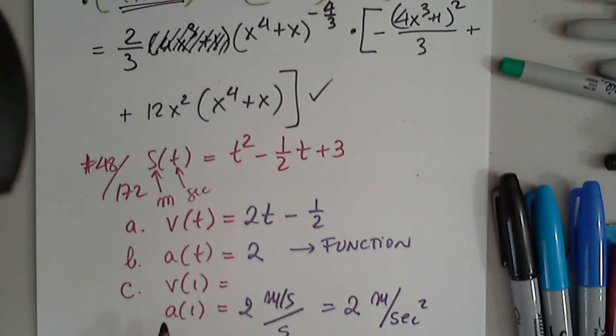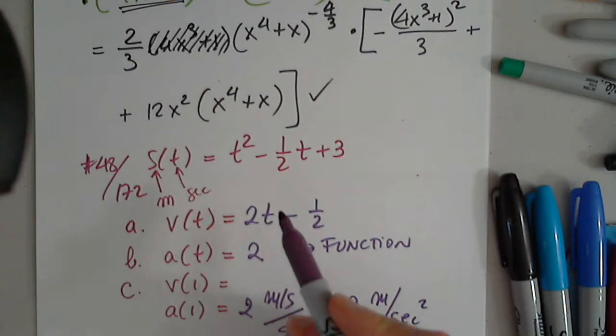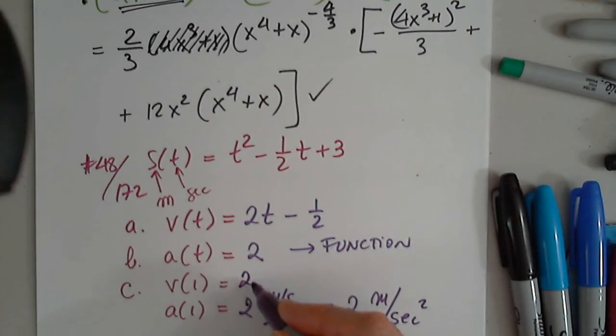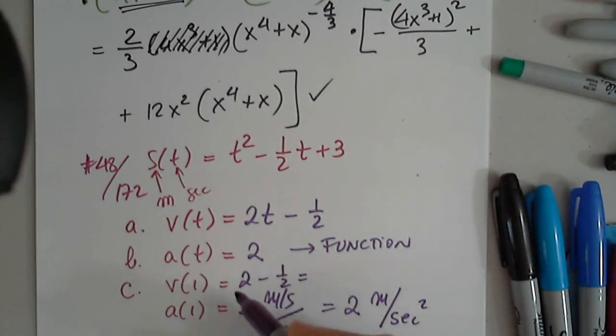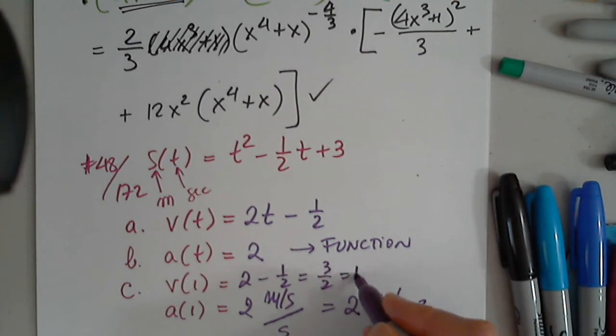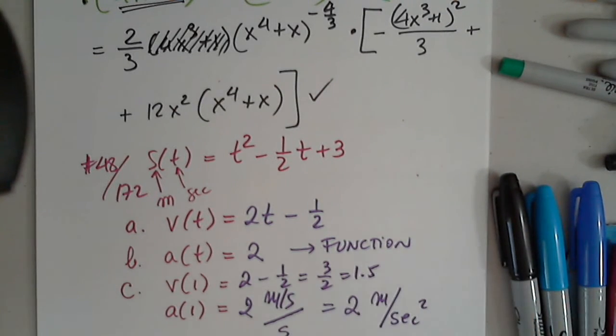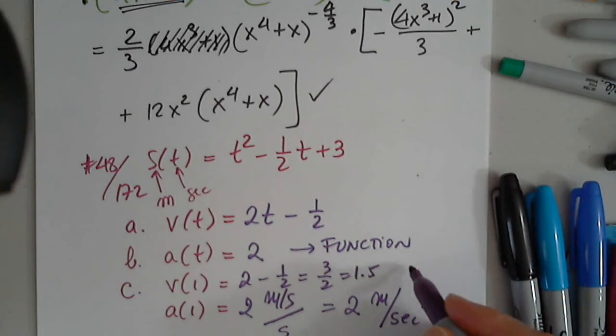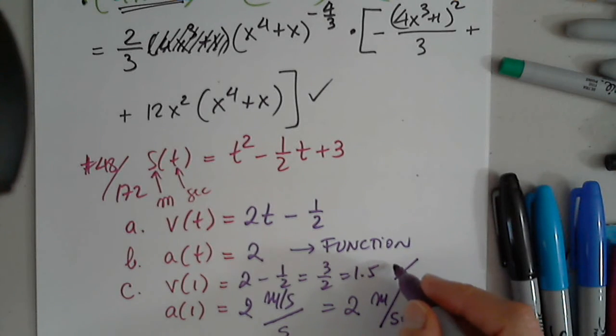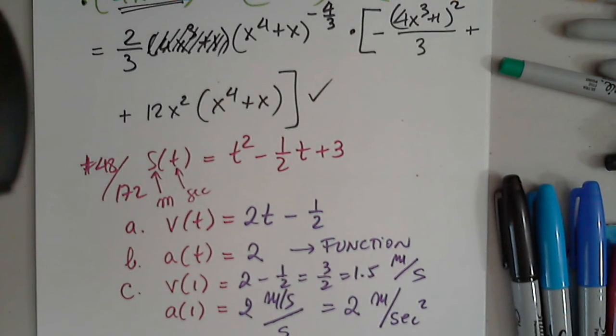Good. So now we're asked to find the velocity at 1. I plug in 1. 2 minus 1/2. So this is 3/2, or if you want 1.5, measurement unit. The measurement unit for velocity is the measurement unit for distance per time, meter per second. Very good.